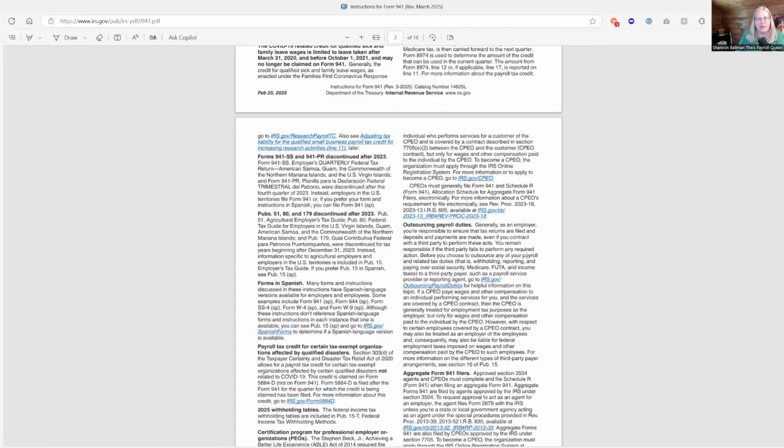And today we are going to be taking a look at instructions for Form 941 and the different little intricacies that are involved with this form. Outsourcing payroll duties. Generally, as an employer, you are responsible to ensure that tax returns are filed and deposits and payments are made, even if you contract with a third party to perform these acts. You remain responsible if the third party fails to perform any required action.